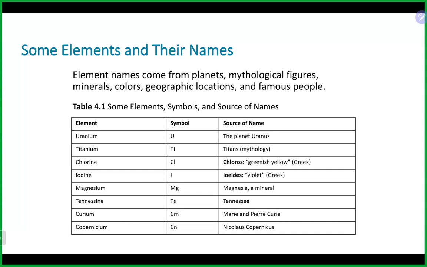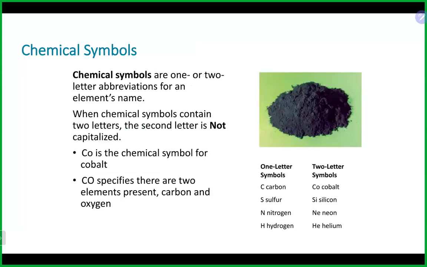Now, sometimes the symbols may seem weird to you, and they do come from a wide variety of sources: historical names, names of scientists, Latin names, Greek names, and so forth. As I mentioned before, if you want to do cobalt, you should do capital C, lowercase o. And again, CO is something very, very different.